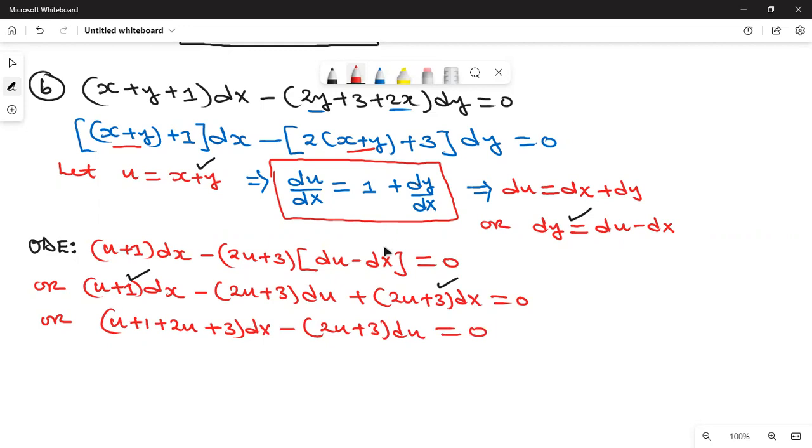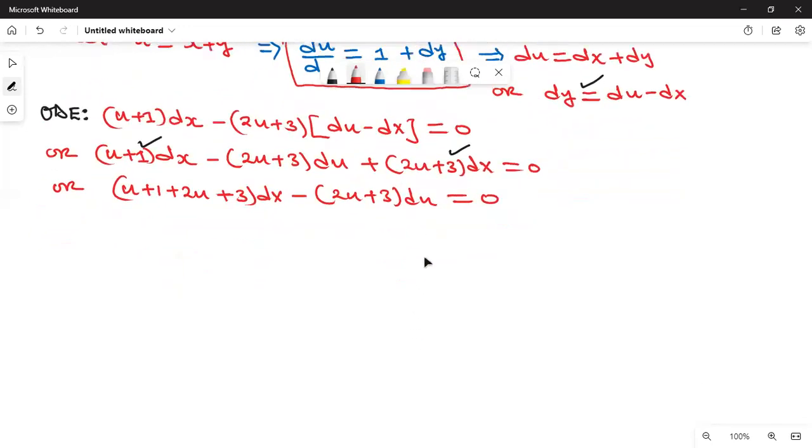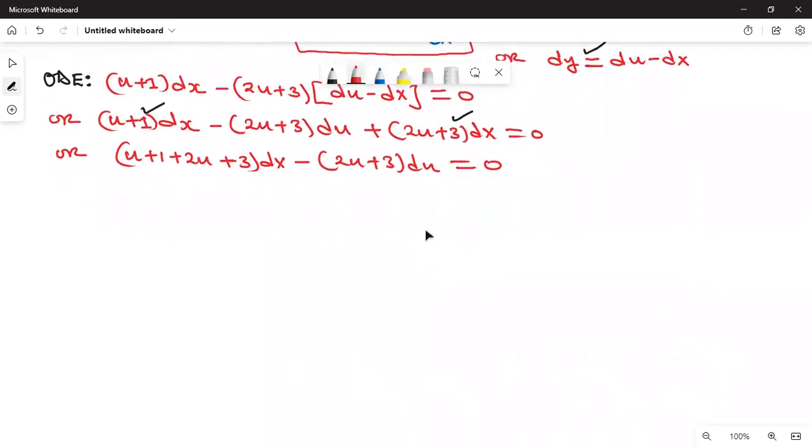And so I can simplify. Look at the coefficient of dx. If you simplify, you are going to get (3u + 4) dx minus (2u + 3) du. This should give us 0.